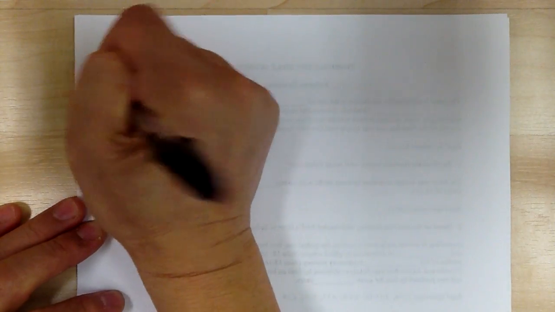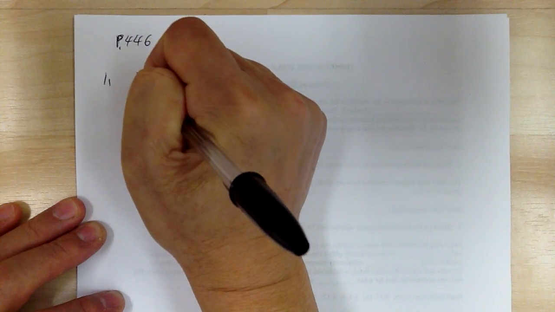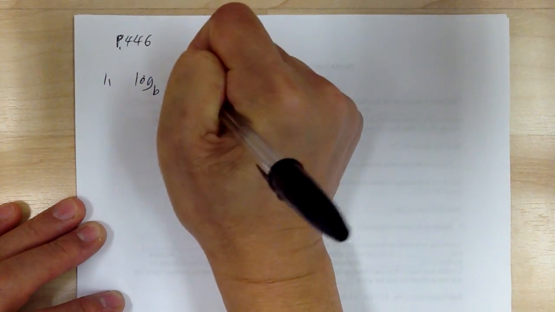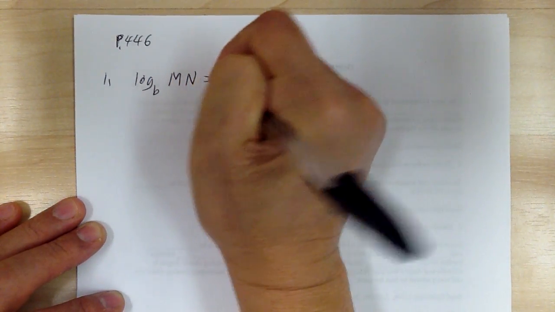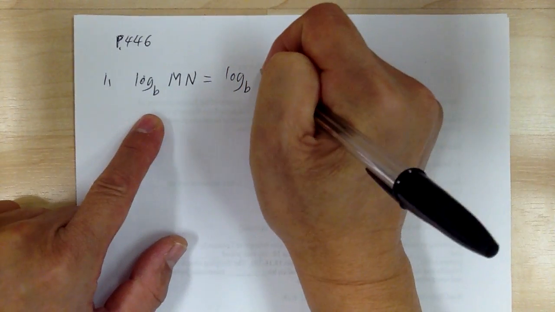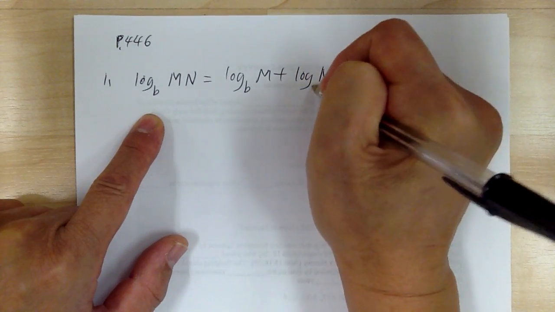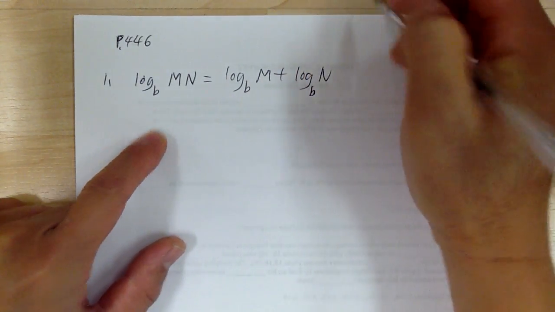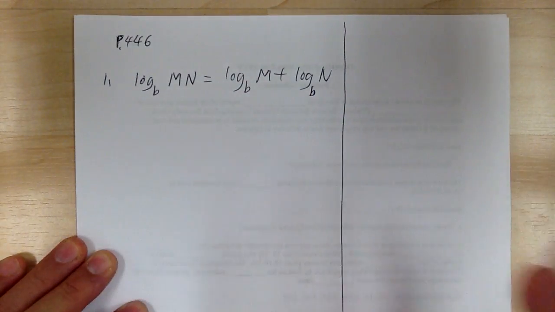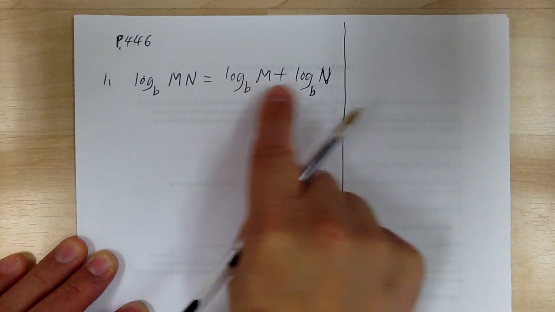So the first law is when you have log base b of m times n, this will equal log m plus log n, both of base b. Now this is similar to, again, remember they are inverse functions, right? So notice the multiplication becomes addition.